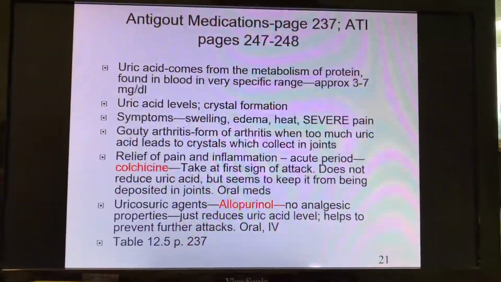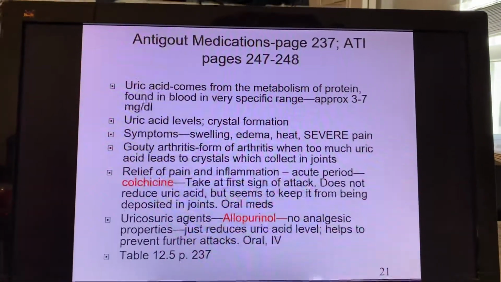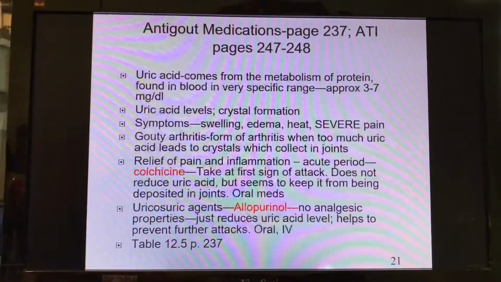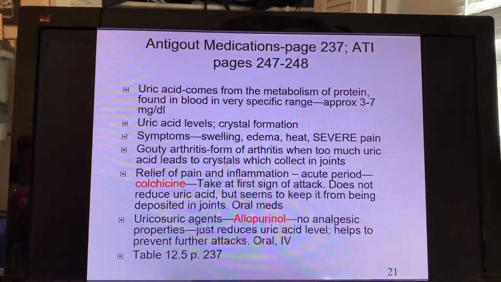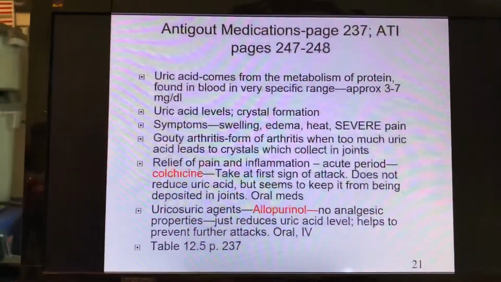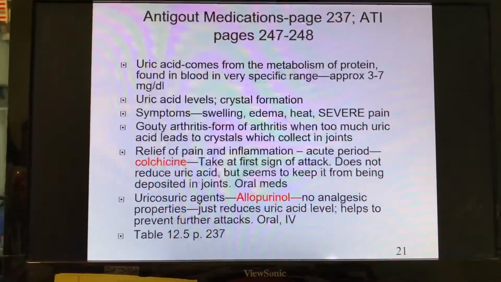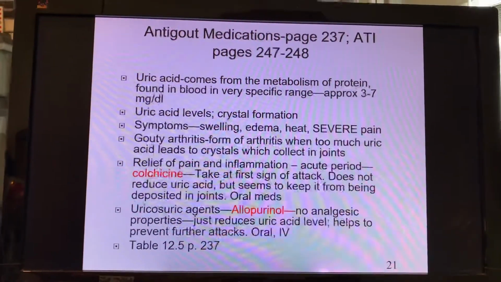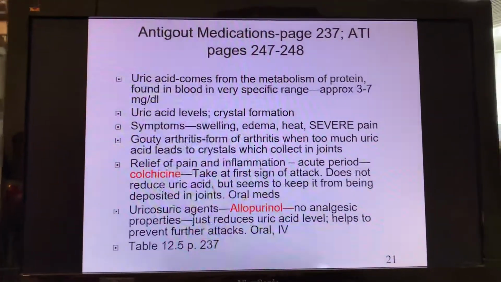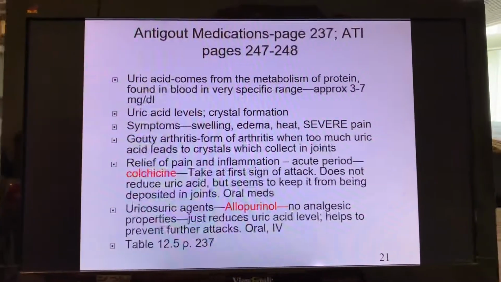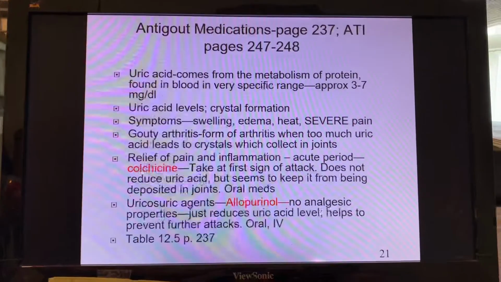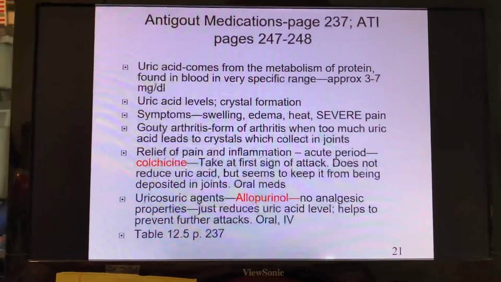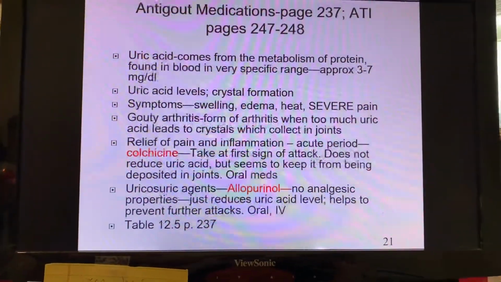All right. Gout is discussed on page 237 in the textbook and in the ATI book on pages 247 and 248. Gout is a particular type of arthritis in which an overabundance of uric acid builds up. Uric acid is a byproduct of our body when we metabolize protein. Everybody has a uric acid level. It's found by drawing blood, and the healthy person has uric acid in a very specific range, somewhere between 3 and 7 milligrams per deciliter. So not a whole lot should be found in your blood.